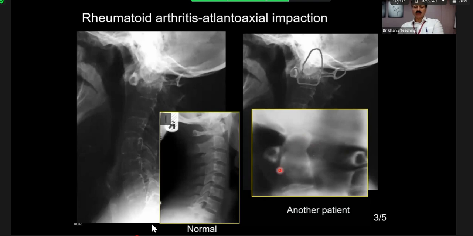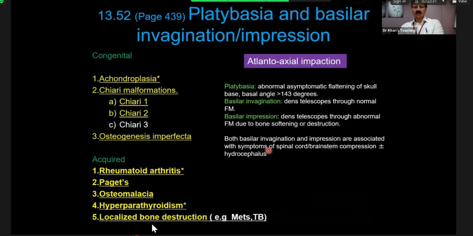And you also have to keep in mind that there are other things which can cause the same radiological finding. So what are the other things? Now, look at this from your Chapman, 13.52, platybasia and basilar invagination / impression, congenital and acquired. Now, in the congenital, osteogenesis imperfecta is very important to remember. And this has come in the exam.